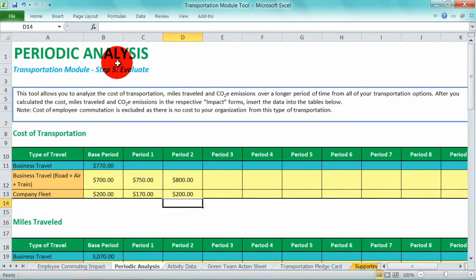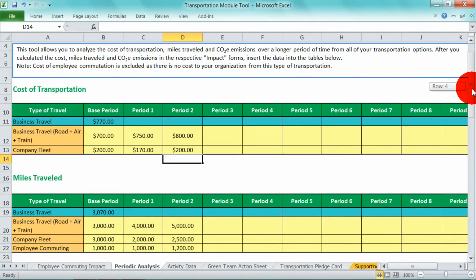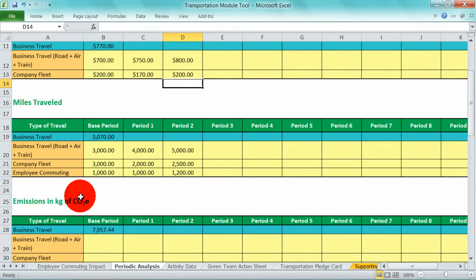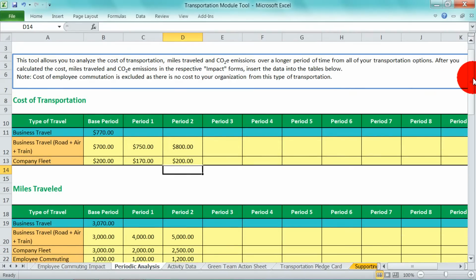So the periodic analysis form compares the cost of transportation, the miles traveled, and emissions in kilograms of CO2 equivalent period by period. You will have to fill in these values on your own. They are not filled in automatically as in other modules and tools, and that's just because all the impact sheets are used only for one period, and you reuse them for another period, so you will have to fill in these on your own. I already pre-populated these fields just to show you an example.